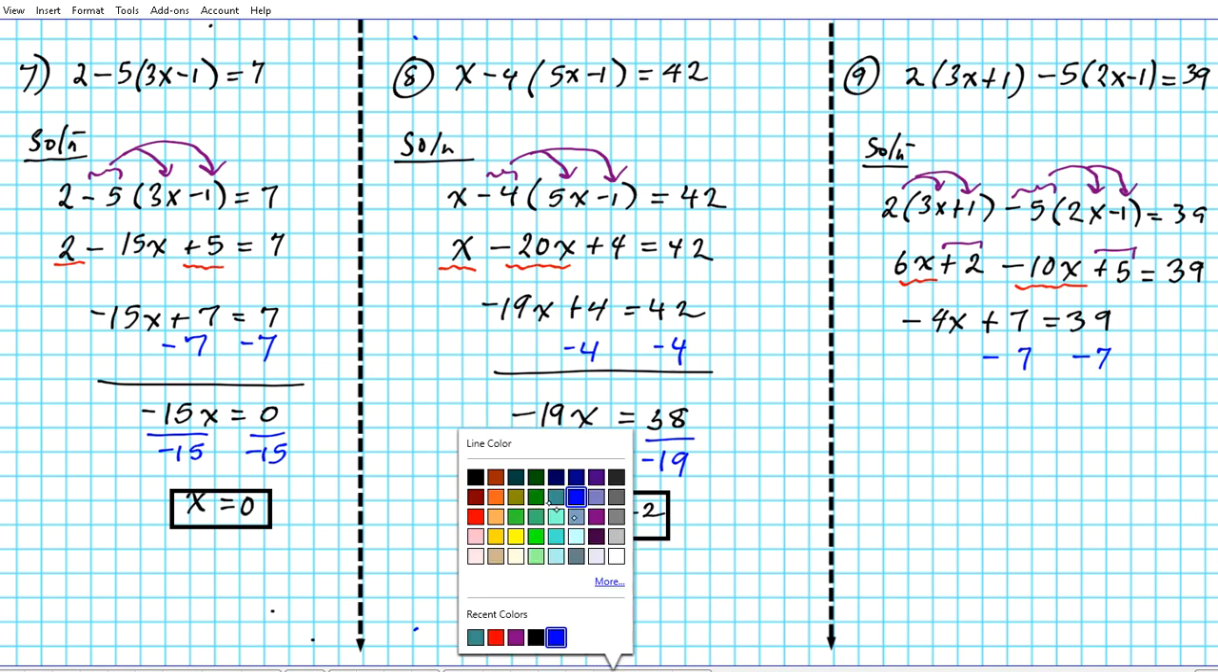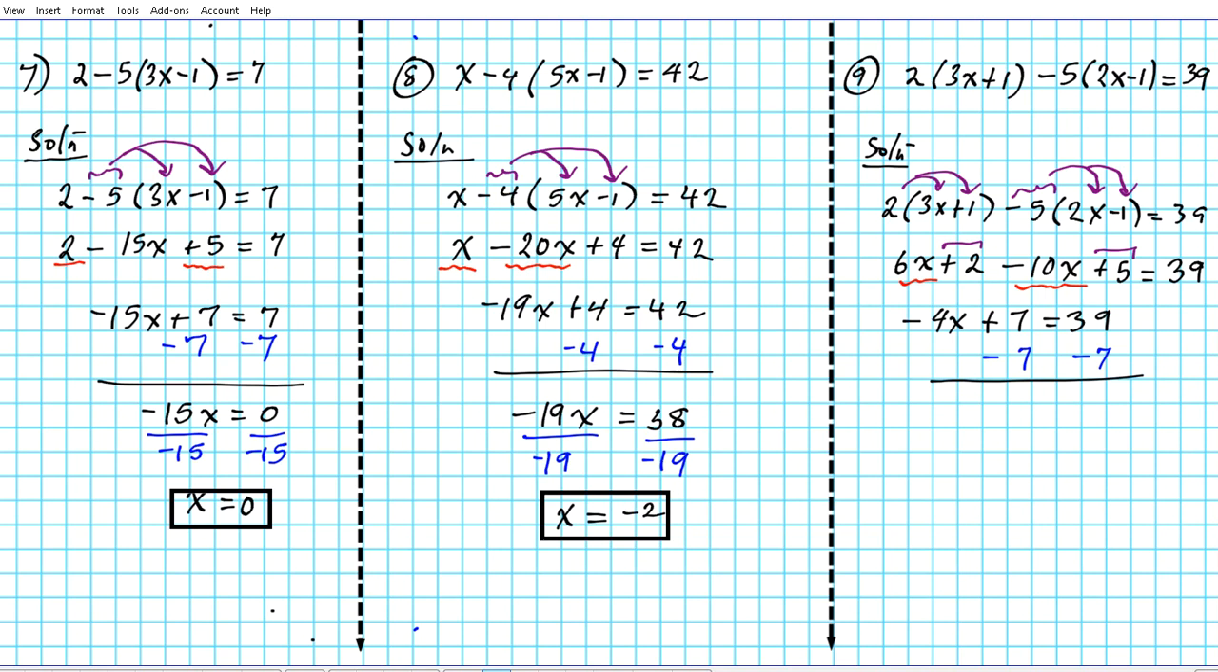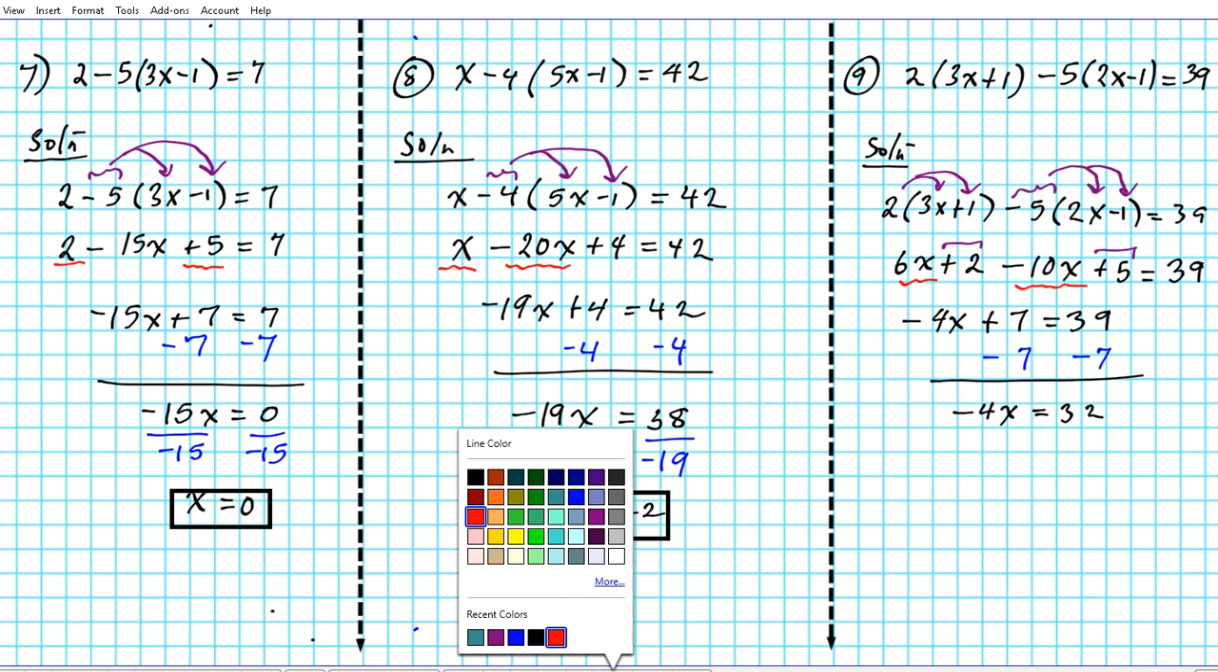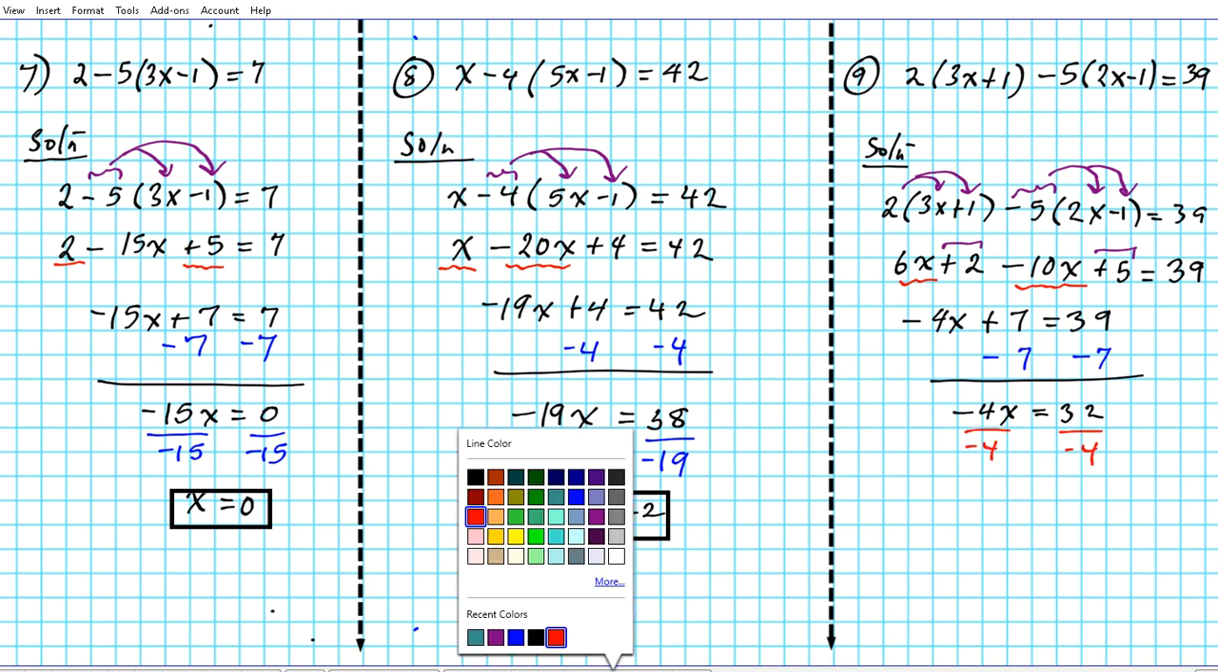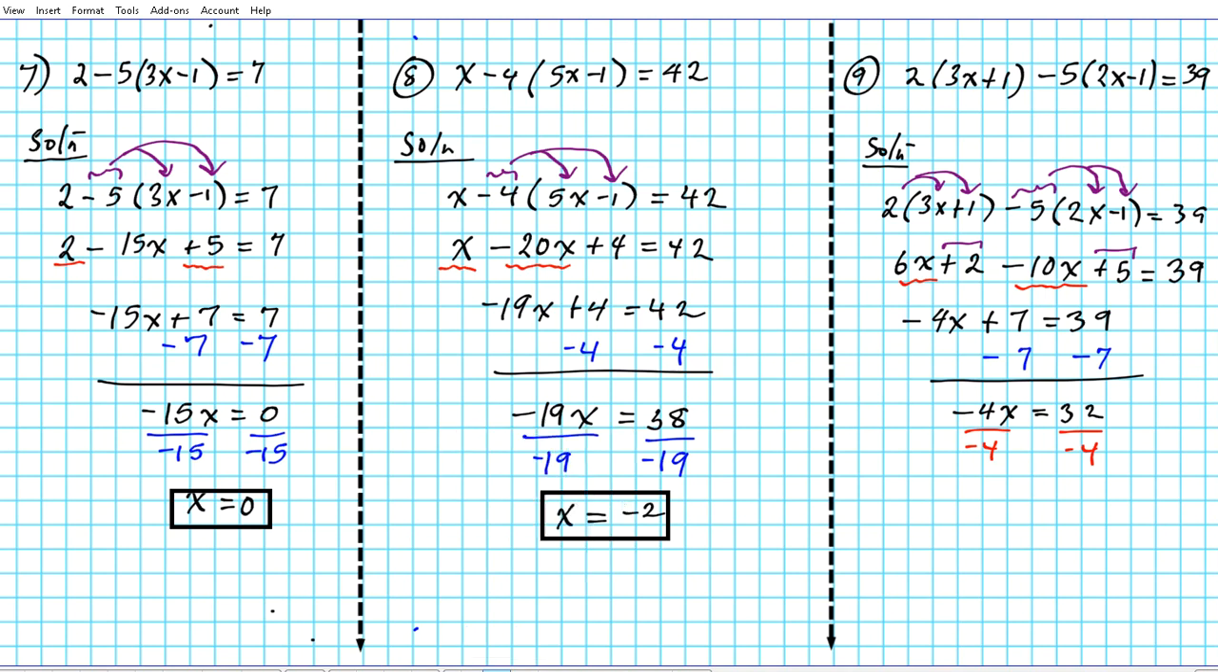Okay, so do that. Subtract 7. That will give us negative 4x equals 32. And divide both sides by negative 4. And then your answer, x, is going to be equal to negative 8.